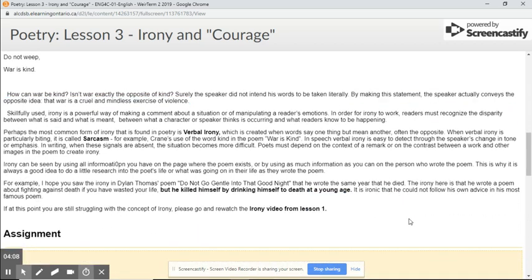So skillfully used, irony is a powerful way of making a comment about a situation or manipulating your emotions. The thing about irony is you have to understand the author's being ironic, or you have to see the discrepancy. You have to see the fact that war is not kind. It's a terrible thing. And if you understand that, then you're going to get the irony. Verbal irony is what this is a case of. We get the most in poetry.